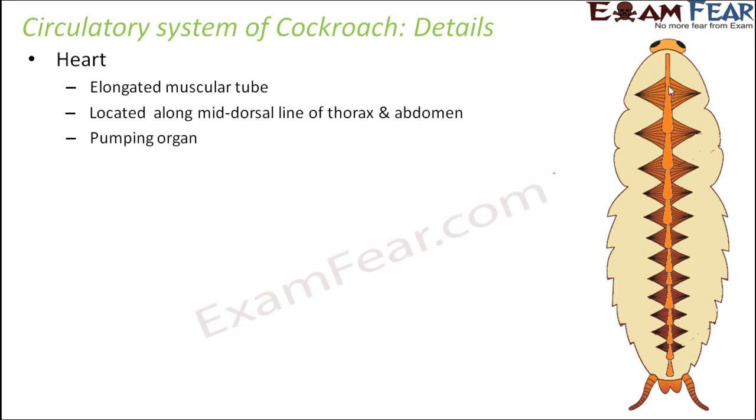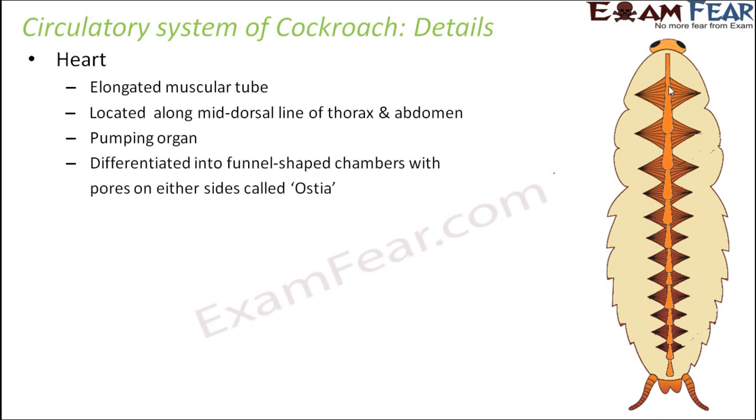It is the pumping organ, as I already said. Heart is always the pumping organ which helps to pump blood to different parts. It is differentiated into funnel-shaped chambers with pores on either side called ostia. Here in this picture you can see this is your heart, and here you can see some funnel-shaped chambers. Each of these funnel-shaped chambers has pores on either side, and these pores are known as ostia. Now we will see what is the role of ostia, and why they have these funnel-shaped chambers. We'll see all that. The next part is the anterior aorta.